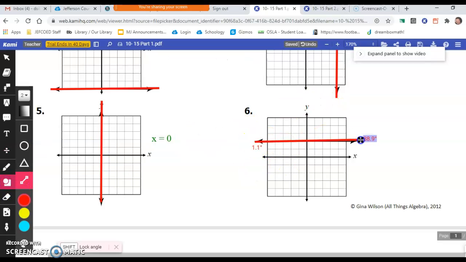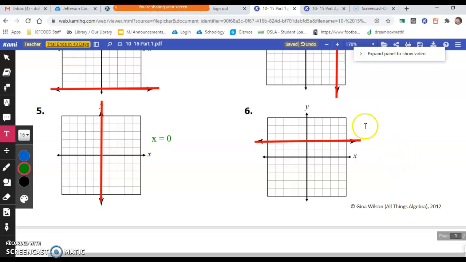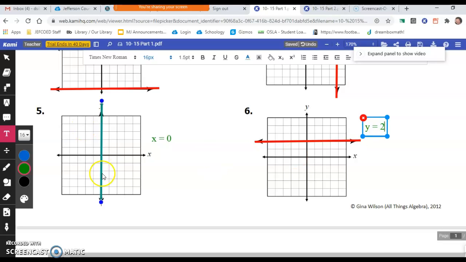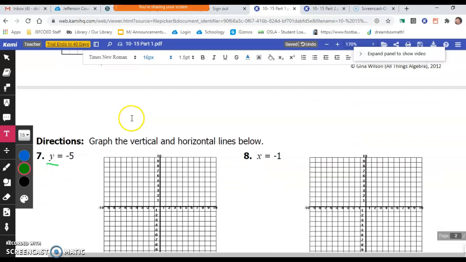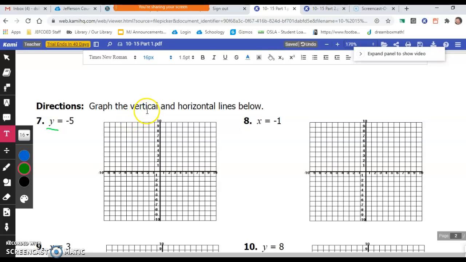This line right here. Horizontal or vertical? Horizontal. Good. All right. Does it cross the x or y axis? Y. And we're at 2. Everybody good there? Yes, no, maybe? Yes. Good.